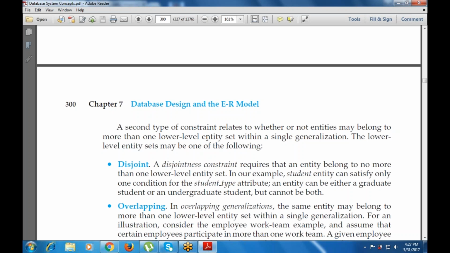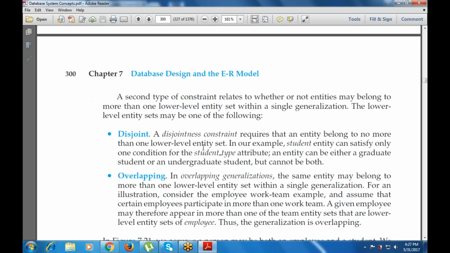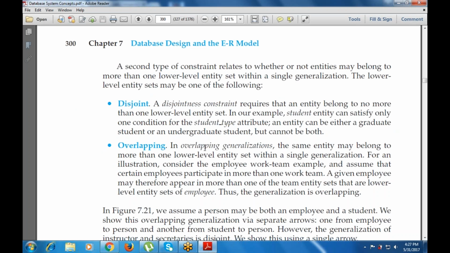Then overlapping: the same entity may belong to more than one lower level entity set within a generalization. For example, consider the employee work team example and assume that certain employees participate in more than one work team. A given employee may therefore appear in more than one of the team entity sets that are lower level entity sets of employee. In this case, the generalization is overlapping. Overlapping means overlapping with each other.